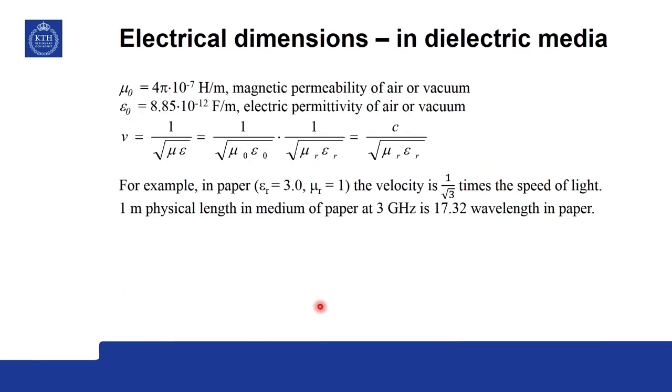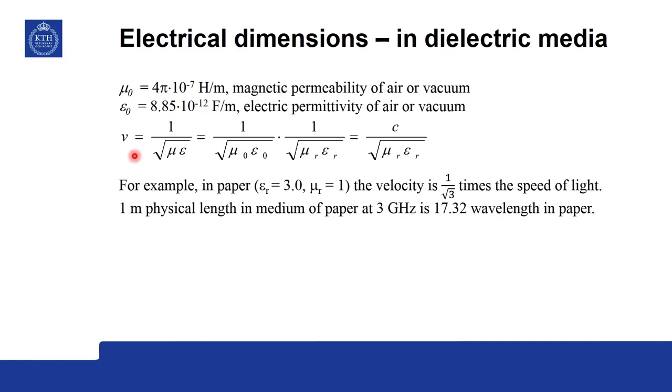Now, in dielectric media, the speed of electromagnetic waves is different. While discussing the fundamentals of electromagnetics, we will review this. We have magnetic permeability of air or vacuum given by 4 pi into 10 to the power of minus 7 henry per meter. Electric permittivity of air or vacuum is given by 8.85 into 10 to the power of minus 12 farads per meter.